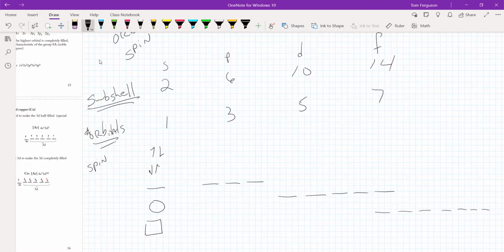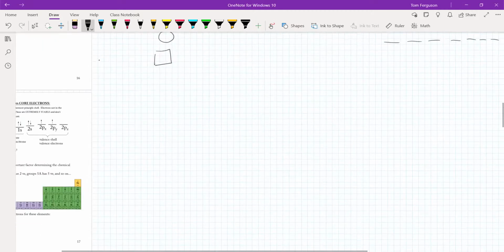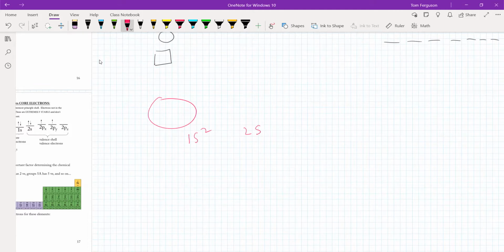Okay, so let's now go to an example. Let's look at oxygen again. Oxygen was 1s2, 2s2, 2p4. All right, so let's look now at the orbital representation of oxygen. Now we're not going to look at the core. The core we're just going to represent as helium.